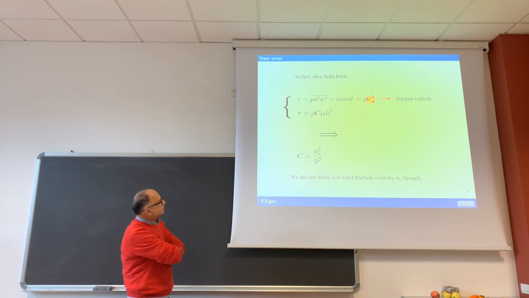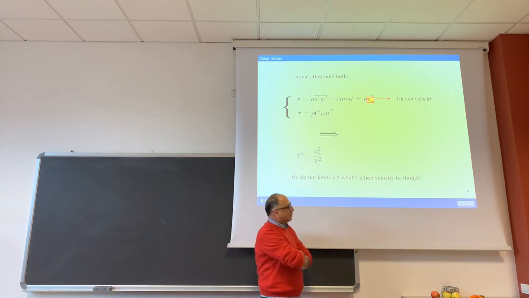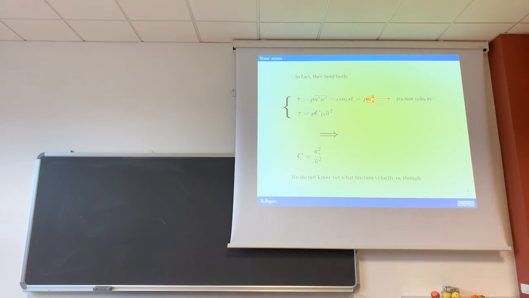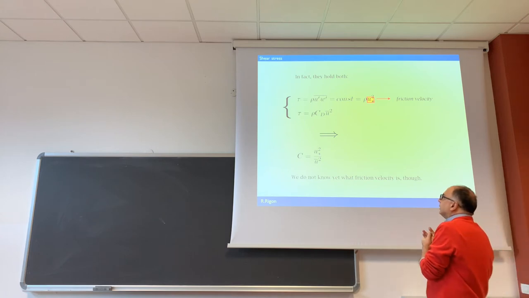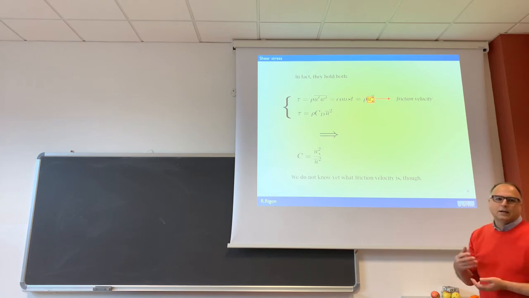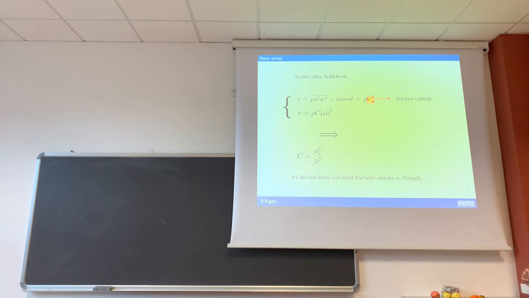We have two expressions for the shear stress, because rho W1 W1 is actually the shear stress that the fluid makes on the plane where it is moving. So we know that it's constant. This brought historically to define a velocity, which is called friction velocity, and saying that this shear stress is equal to rho, which is the density of the air in this case, times the friction velocity squared. And this is a definition right now.